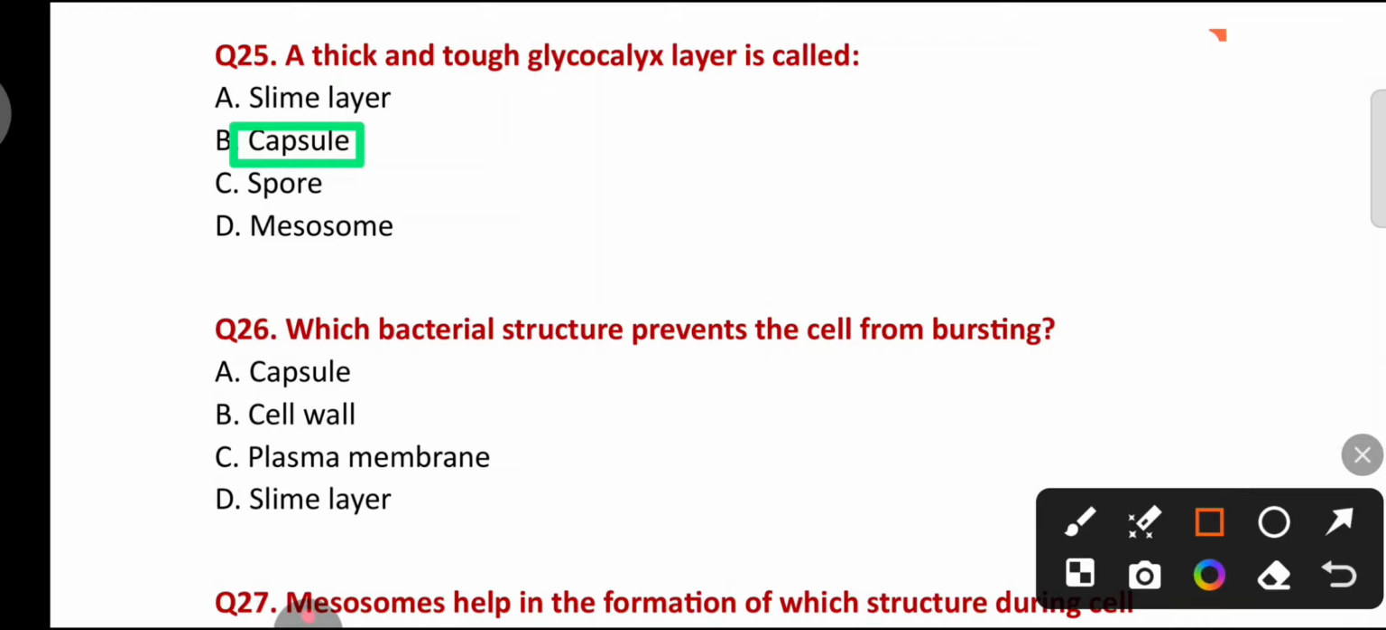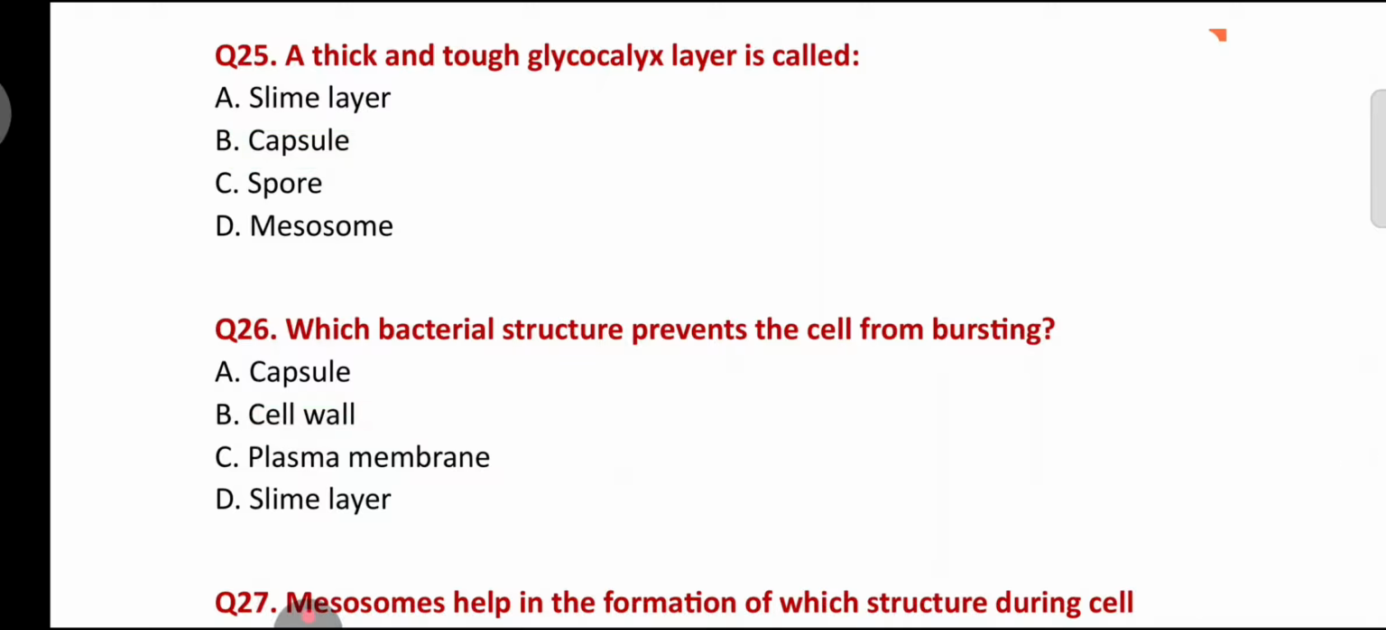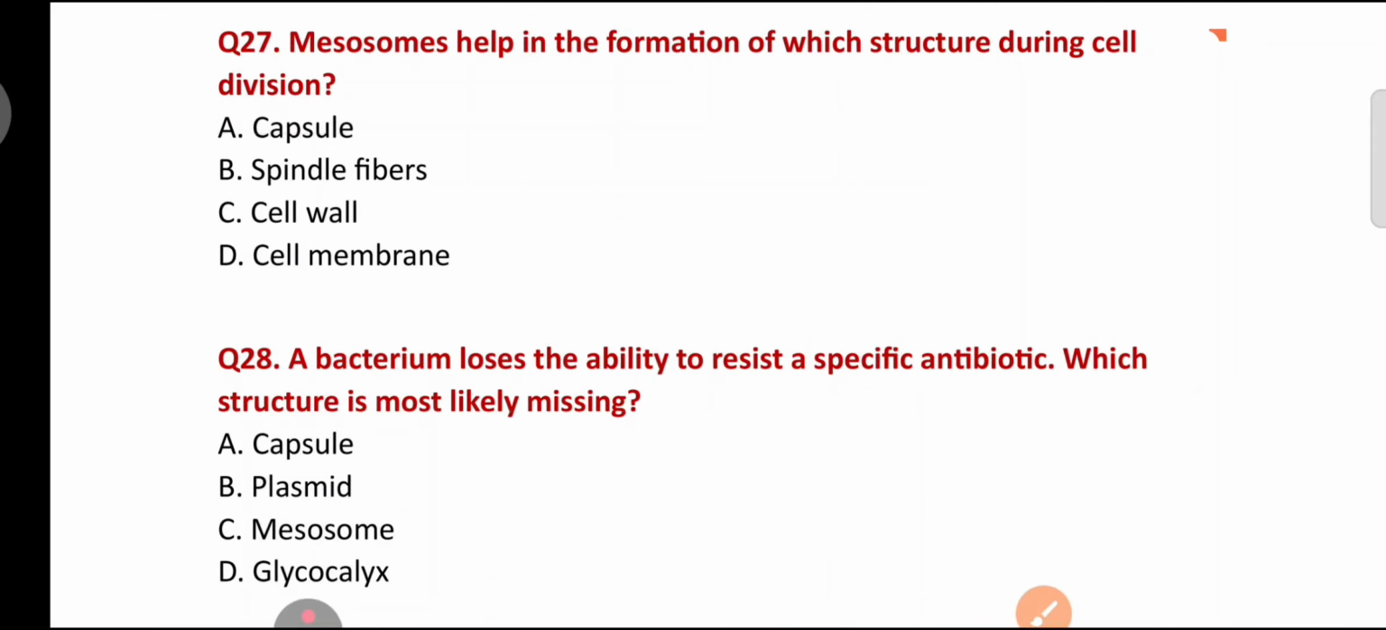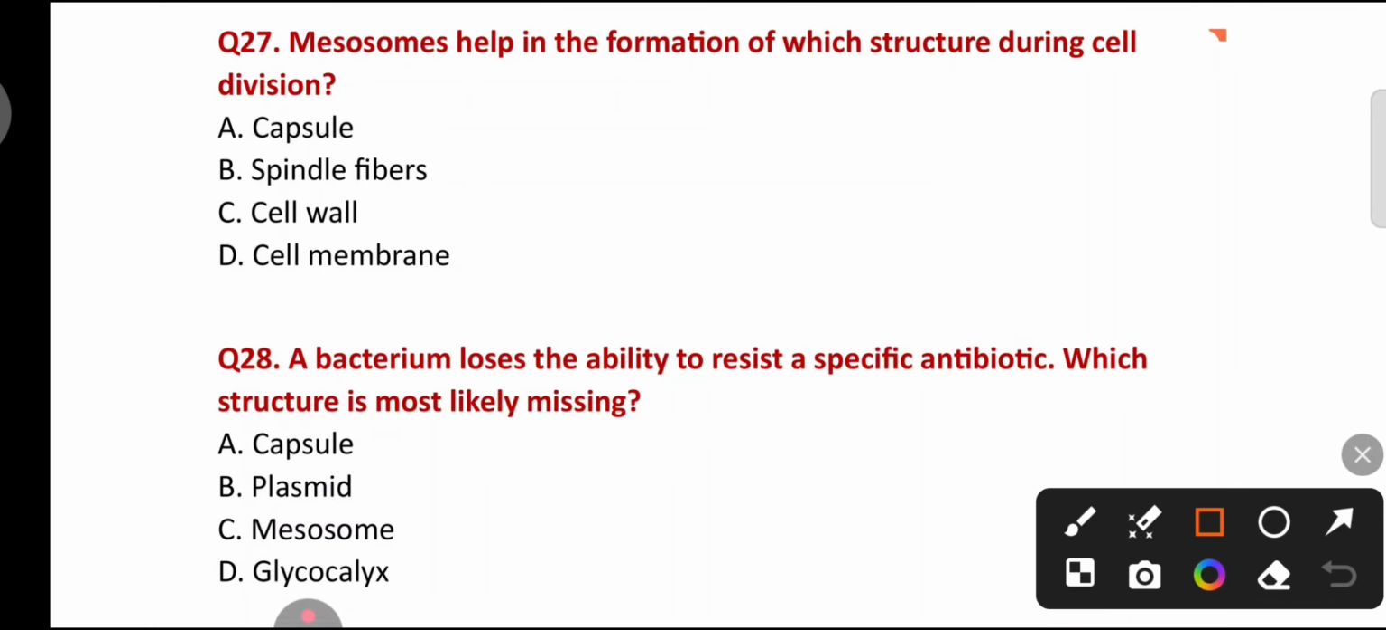Capsule, cell wall, plasma membrane, slime layer. Cell wall is the hard structure that prevents bacterial cells from bursting. Mesosomes help in the formation of which structure during cell division? Capsule, spindle fibers, cell wall, cell membrane. Cell wall.